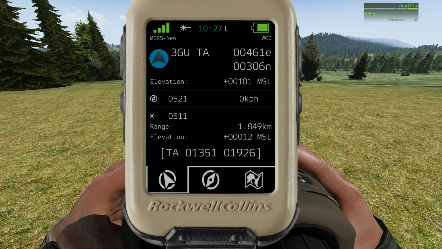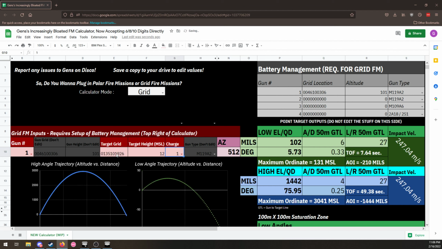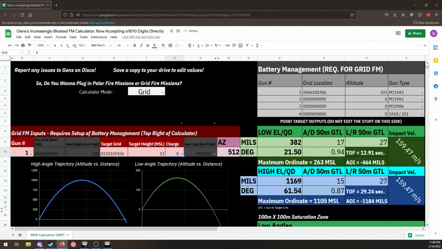So let's go over here, and where it says target grid, this cell right here, we're going to punch in 01351, 01926, and the target height of 12 meters above sea level. And we could do this as a charge 0 shot. Now note that the calculator will not pick a charge value for you. You have to pick your own charge. That's up to your own discretion.